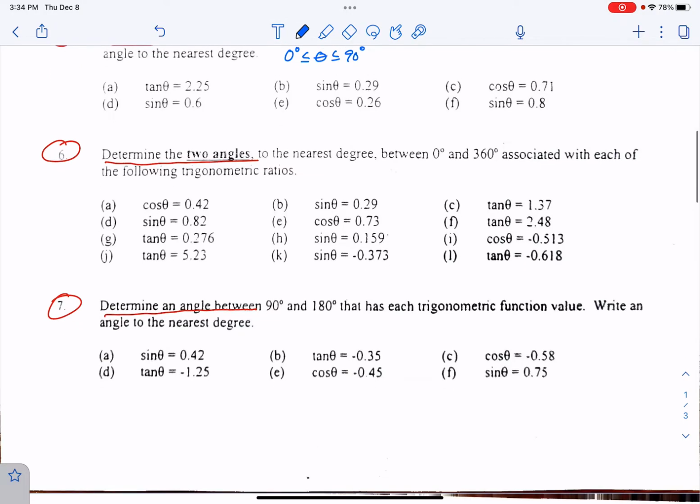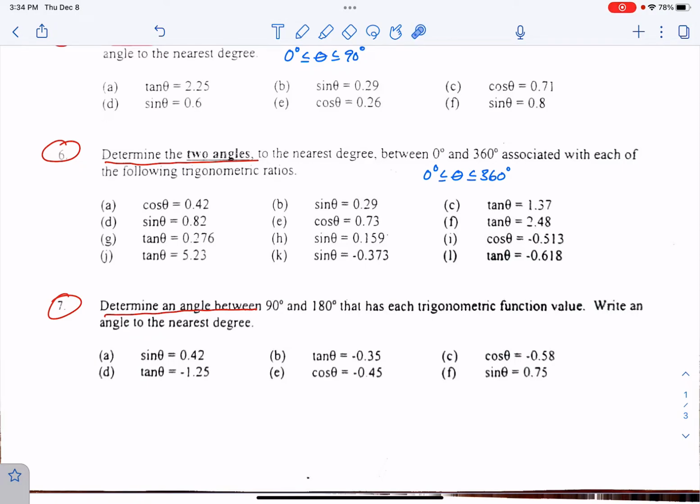This one, they're asking for 2 angles, okay? And they're allowing our answers to open up a little bit. And they're saying we can give them answers anywhere between 0 and 360 now. So that's all the way around, right? That's all 4 quadrants being accepted here.